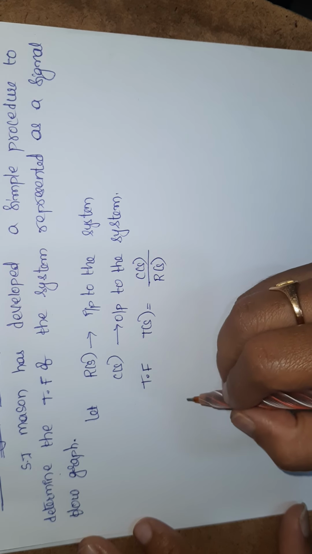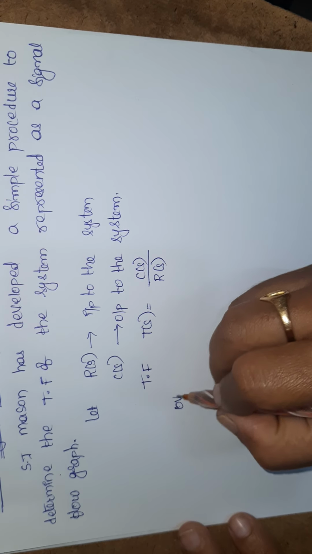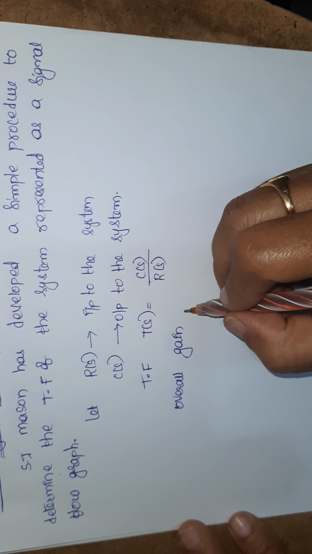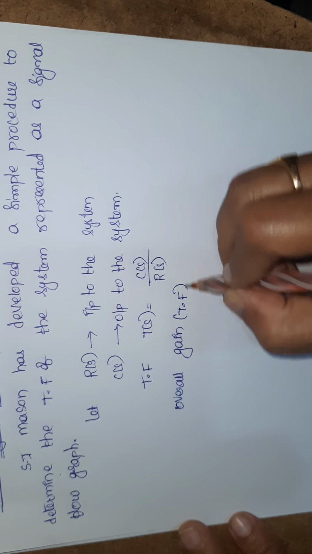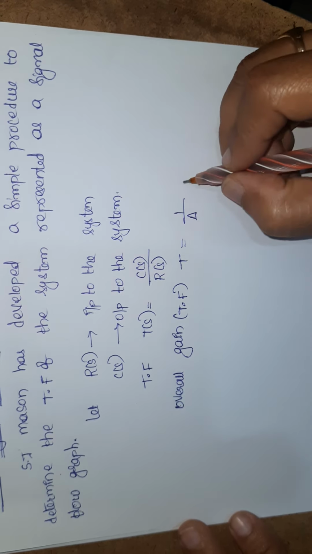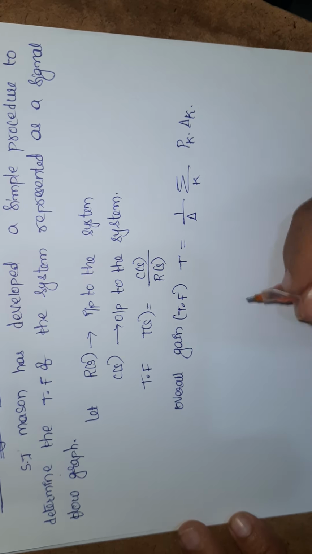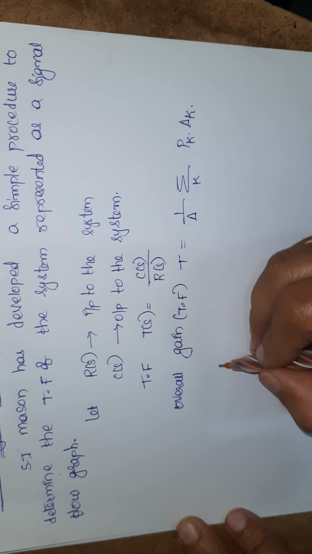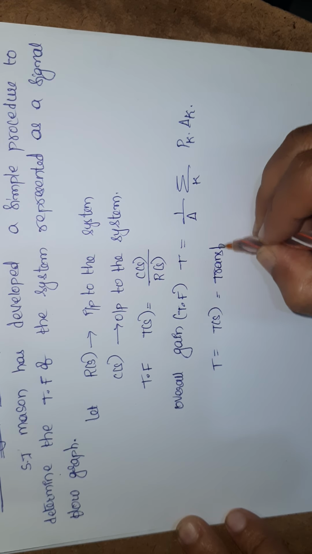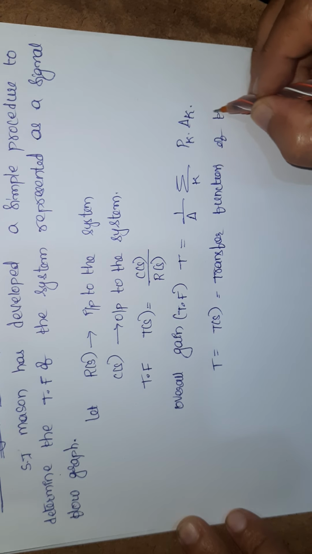So here I am going to write the Mason's gain formula. According to Mason's gain formula, the overall gain, or I can say the transfer function of a system, capital T is equal to 1 by delta, summation P suffix K del suffix K. Here what is T? T is nothing but T of S, that is the transfer function of the system.